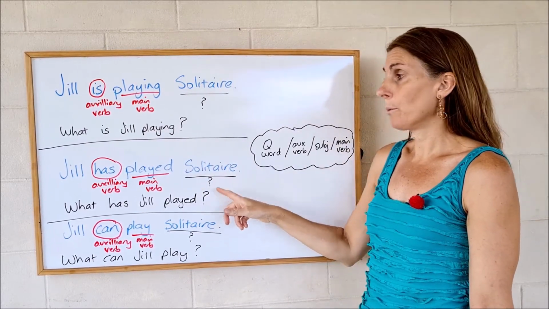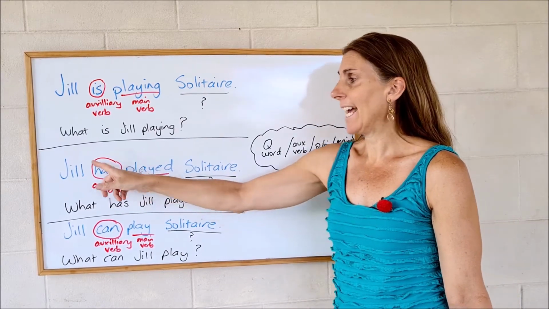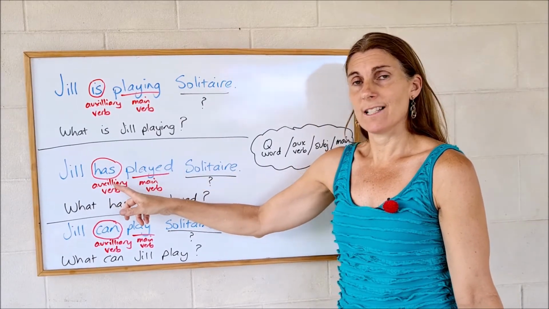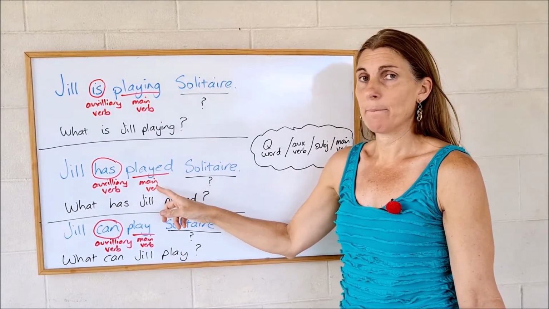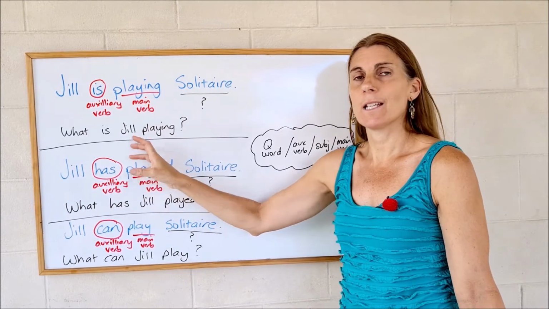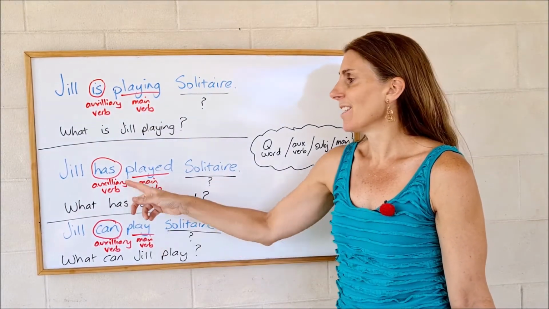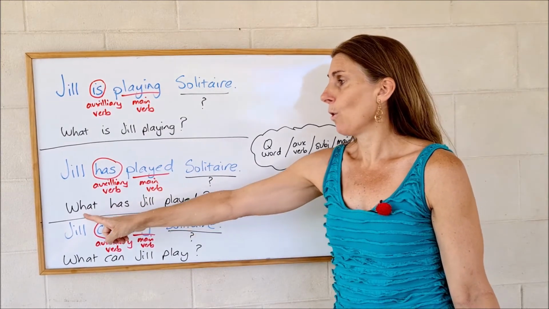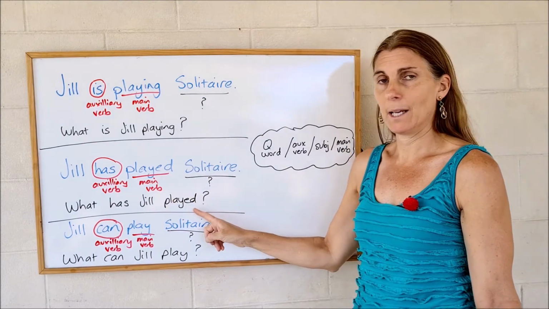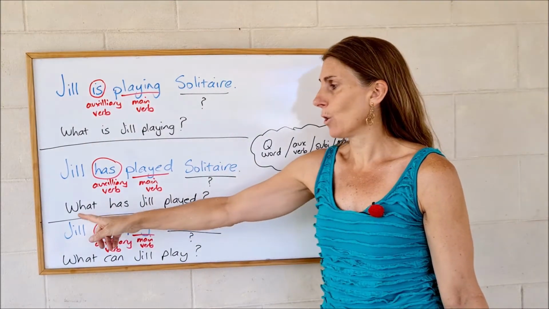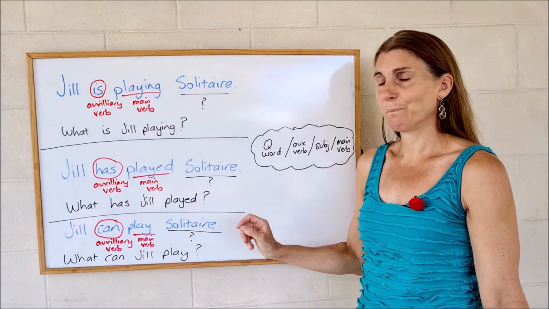Another example, present perfect. Jill has played solitaire. Again, our auxiliary verb here is to have, so uses has, and the main verb is play. So we keep it the same. It's present perfect in the sentence, so it's present perfect in the question. So we use the same auxiliary verb, what has, then the subject, Jill, and the main verb, played. So same structure: question word, auxiliary, subject, and main verb.